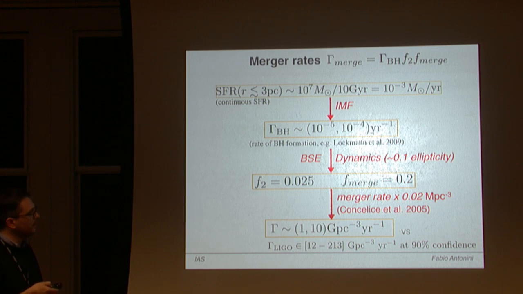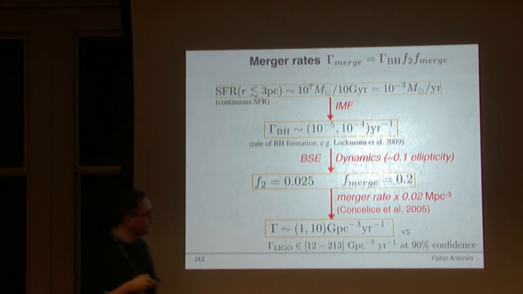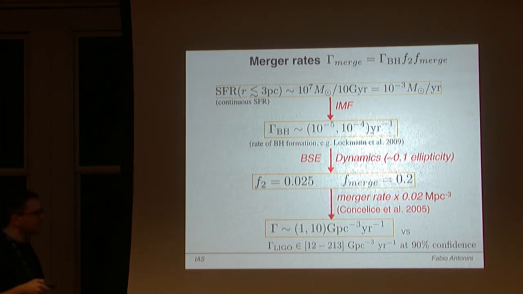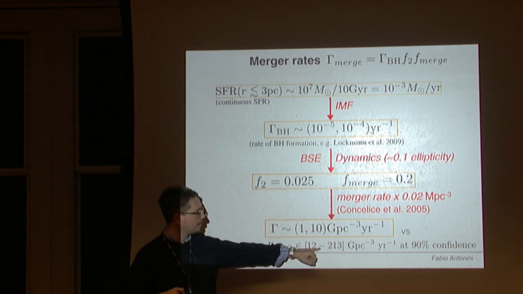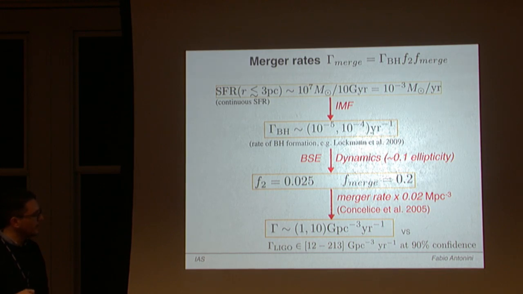Multiplying these numbers together, you get merger rates, which multiplied by the number density of Milky Way-like galaxies in the local universe give you an estimate of the merger rate per volume, which is between 1 and 10 per gigaparsec cubed per year. This is still small when compared to the range of values that we have constrained so far with LIGO. But it is large enough that we would actually expect to see a few or even a few tenths of detections from advanced LIGO produced by this mechanism.